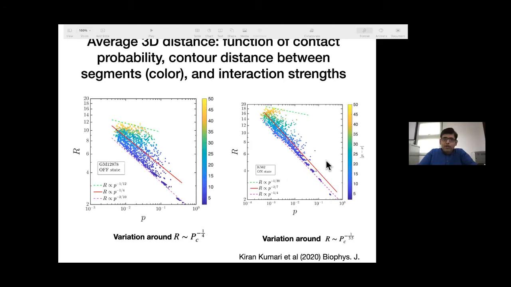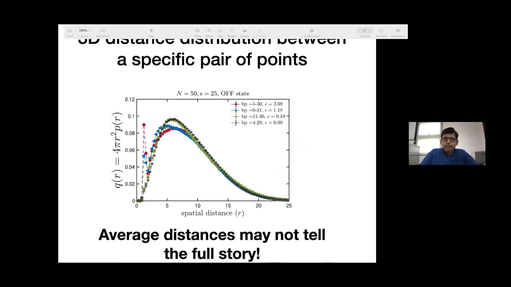And similarly, one can also compute this for the different cell types. Here, for example, you can see that the power law is -1/4, versus 1/3 for the random chain, so it is more close-packed than 1/3. And here it is 1/3.5 for the on state, which is closer to the ideal random chain.